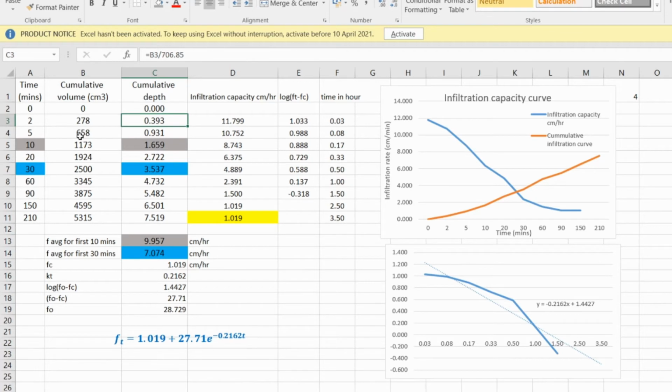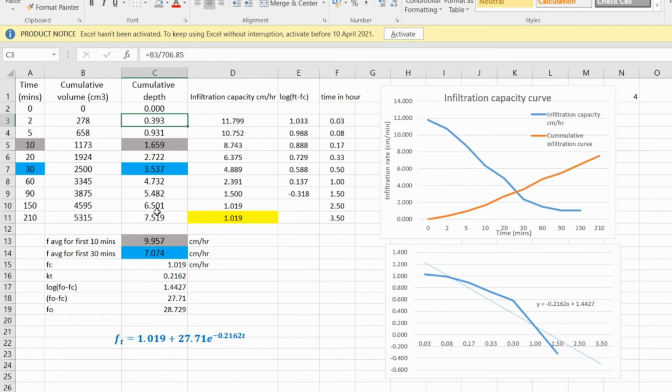Okay, so this is the volume of infiltration which has taken place. I need to calculate the depth. For that, what I have done is divide this column by the area of the ring. The area of the ring is pi by 4 into 30 square. This was given in terms of centimeter cube. If I divide it by the area, I will get to know how much is the depth of infiltration that has taken place. So for every time duration, for 2, 5, 10 like this, I have calculated the cumulative depth of infiltration.